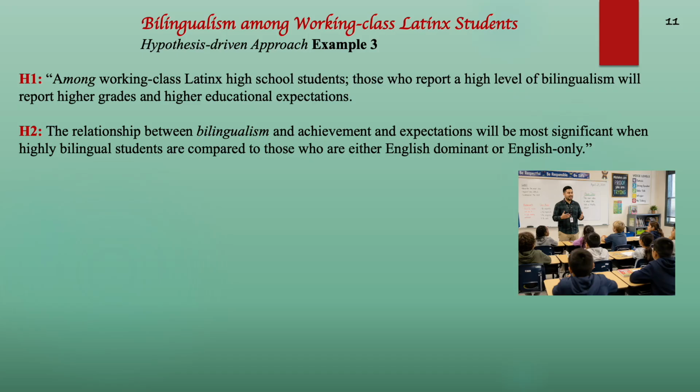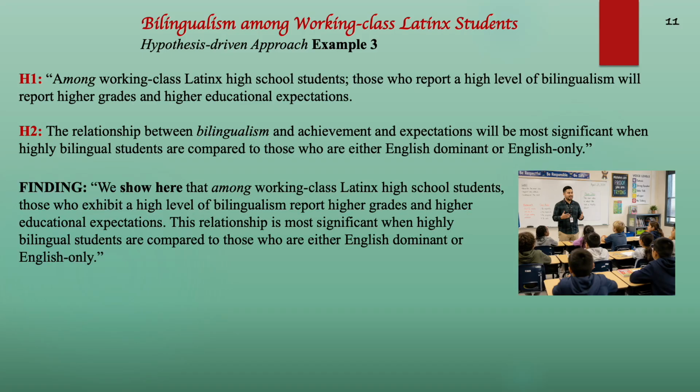Let's look at how the researchers convey first the main finding of the study and then their empirical argument. All right, the finding, and quote, "We show here that among working class Latinx high school students, those who exhibit a high level of bilingualism report higher grades and higher educational expectations. This relationship is most significant when highly bilingual students are compared to those who are either English dominant or English only." End quote.